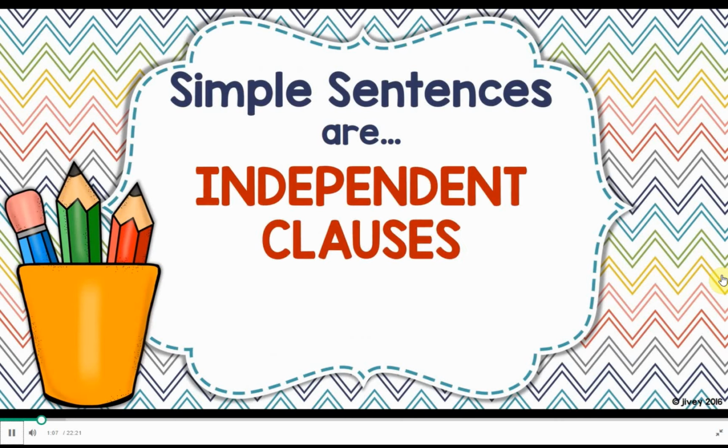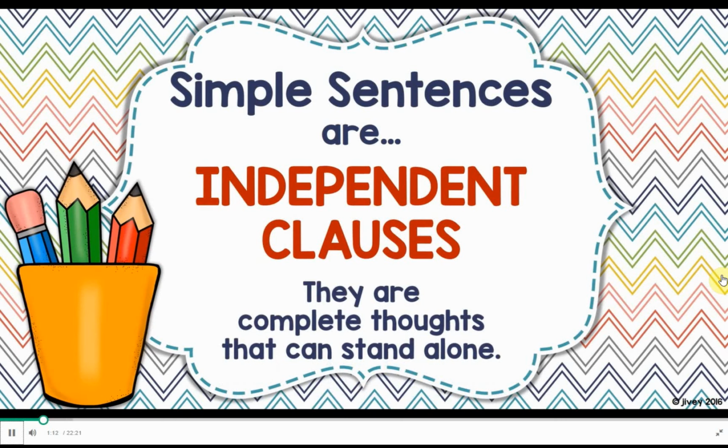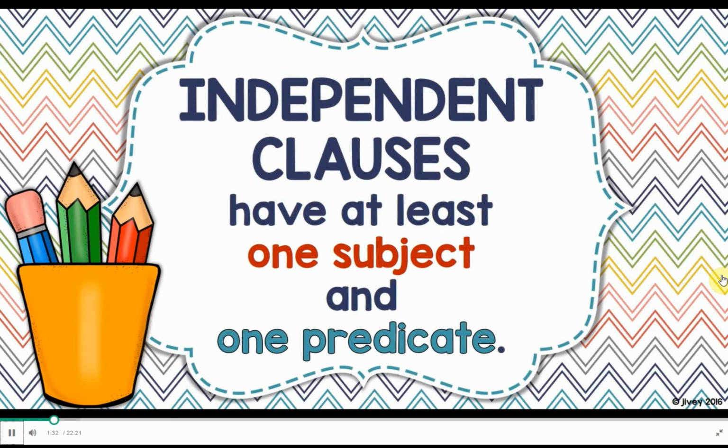Simple sentences are also called independent clauses. All that means is they're complete thoughts that can stand alone. Just like being independent means that you can be on your own, these sentences have ideas that are complete all by themselves. All independent clauses have at least one subject and one predicate. Let's look closely at what these terms mean.